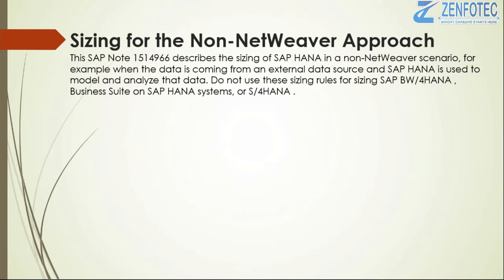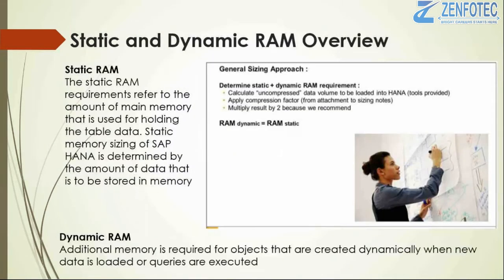Okay, so first we have to find out the static and the dynamic RAM sizing. So what is the static RAM? Static RAM is some fixed amount of data that is going to be stored in your RAM. Dynamic RAM: during runtime, the tables and objects are created, and that requires some dynamic RAM. So that we call dynamic RAM sizing.